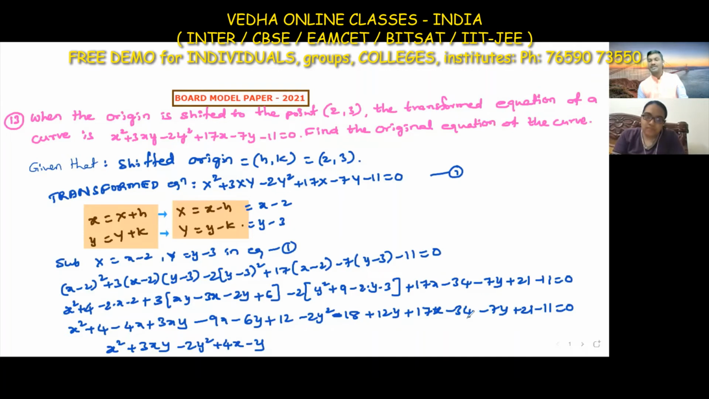Minus 2 minus 34 is minus 36, minus 36 plus 21 is minus 15, minus 15 minus 11 is minus 26. Minus 26 is equal to 0. This is only the required one. Is it the original equation or the transformed equation? This is the original equation.